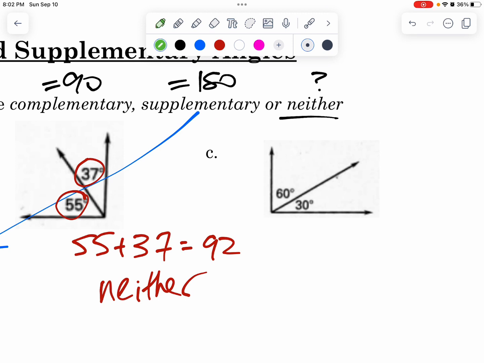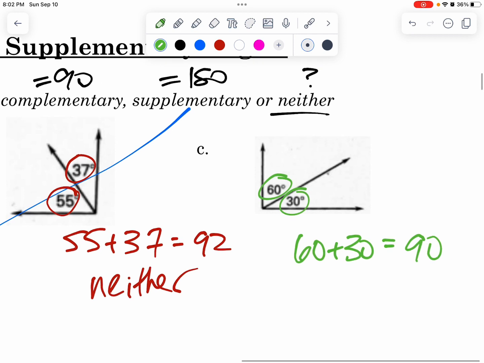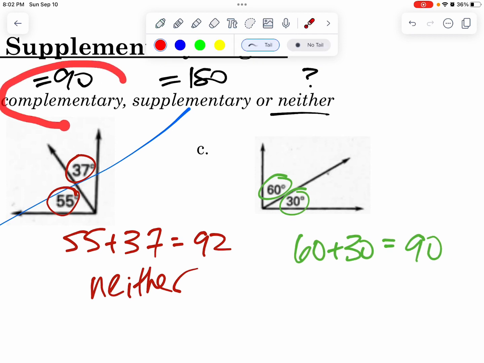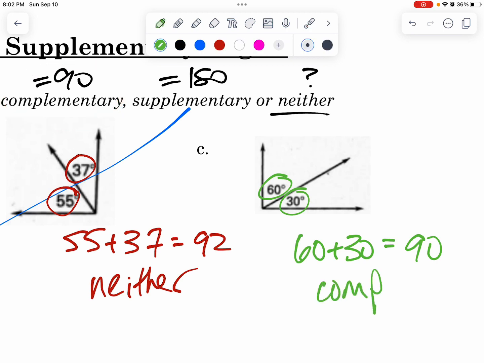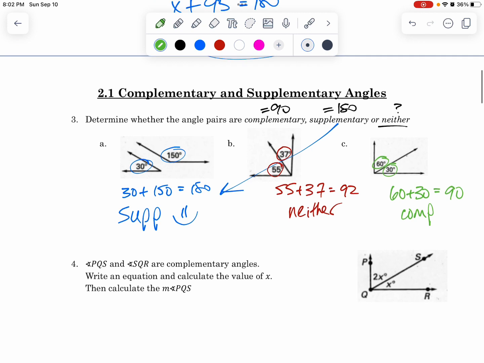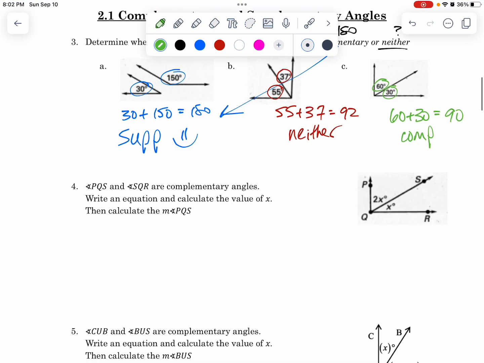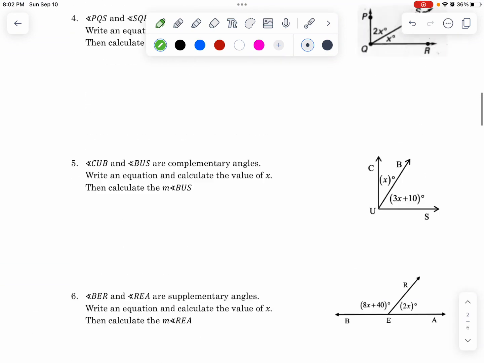How about this one? When I take 60 and 30 and add them together, what happens? Oh boy, I get 90. Maybe you could have done this one in your head. What's the vocab word again? Complementary. It is okay if you just write comp. I will know what you mean. Okay. Number 4, actually, my friends, I want to save these 3 for class, okay?